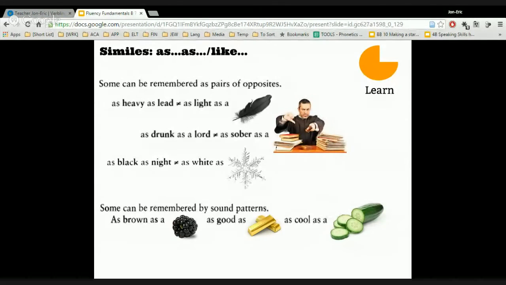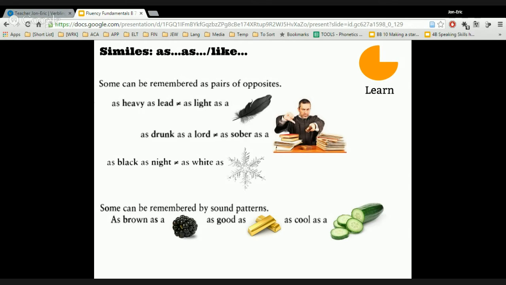As light as a feather. Excellent. Heavy as lead, light as a feather. Perfect. As drunk as a lord, like in the parliament. But as sober, look at that guy. Look at his job. Look what's in his hand. Look at his clothing. What is he? As sober as a judge. They have to make sober decisions.